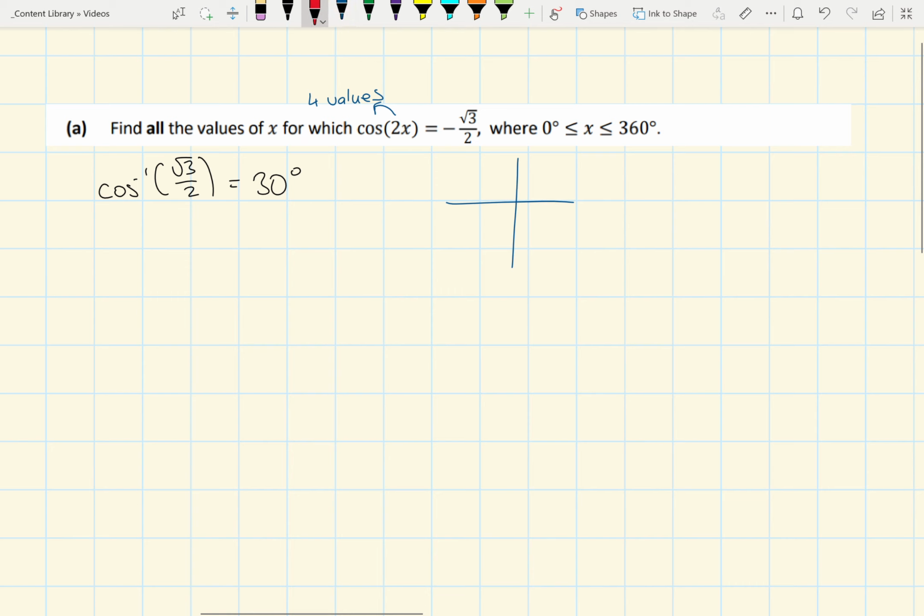Quick sketch of the unit circle. Okay, now check your sign. It's a negative sign. We're dealing with cos. We need to know where cos is negative. So that's going to be in Q2 and Q3. And then just your reference angles.